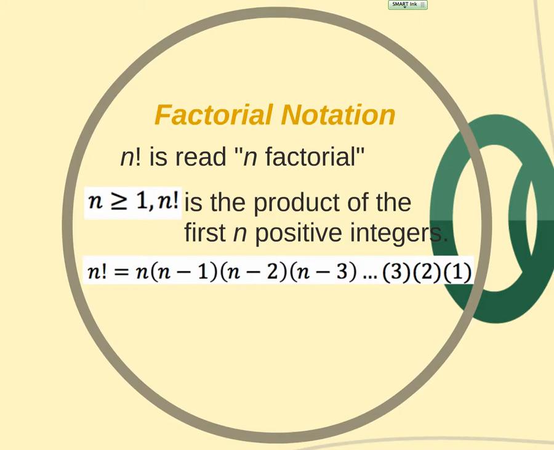And so as long as n is greater than 1, n factorial is the product of the first n positive integers. So a general formula is n times n minus 1 times n minus 2 times n minus 3, all the way down to 3, 2, 1. Now it's a little bit abstract because we don't have any actual numbers in there, but we will put numbers in there so it can make a little more sense.